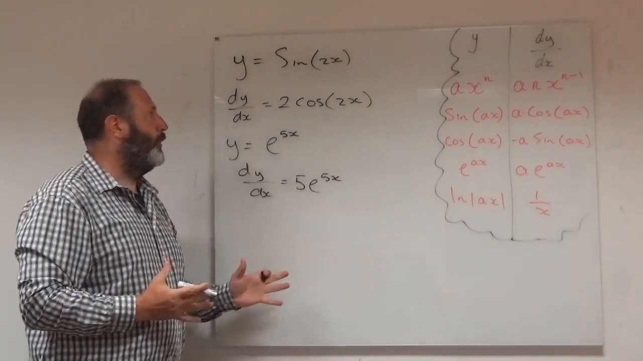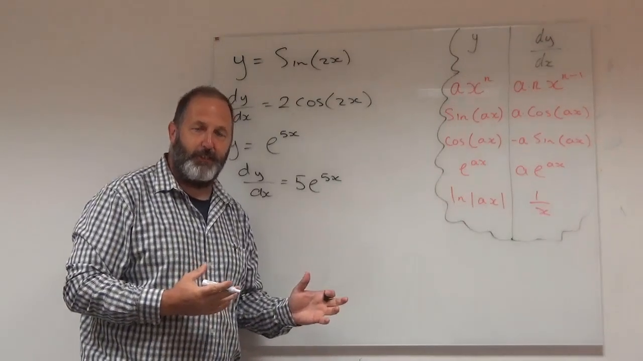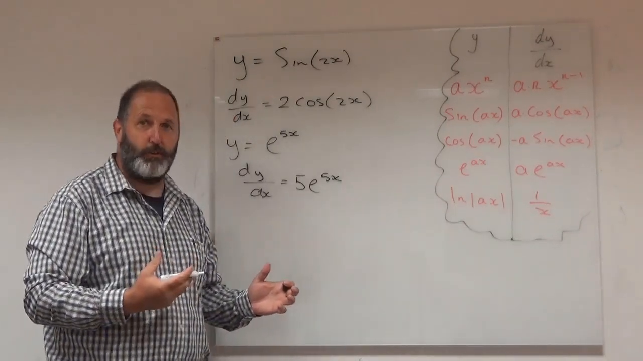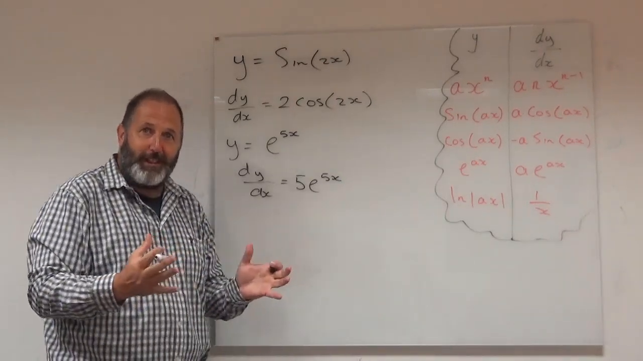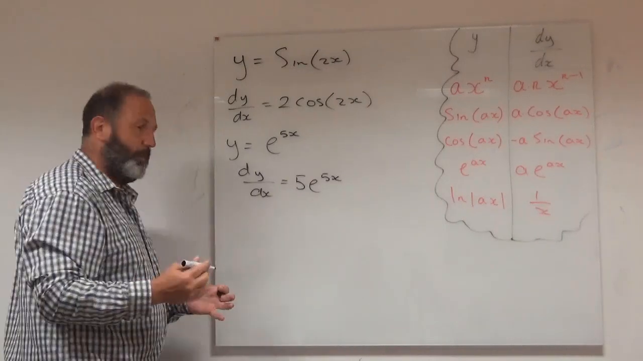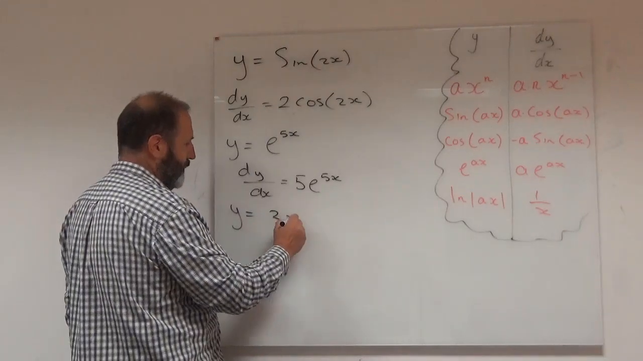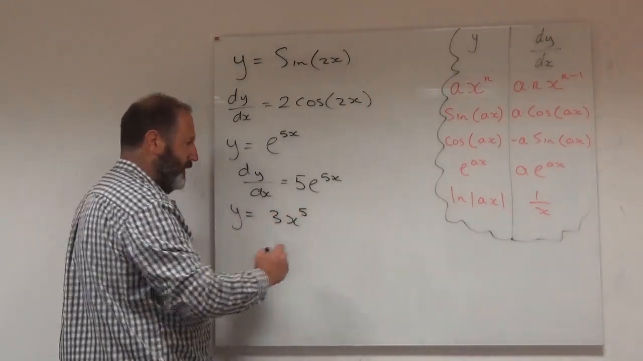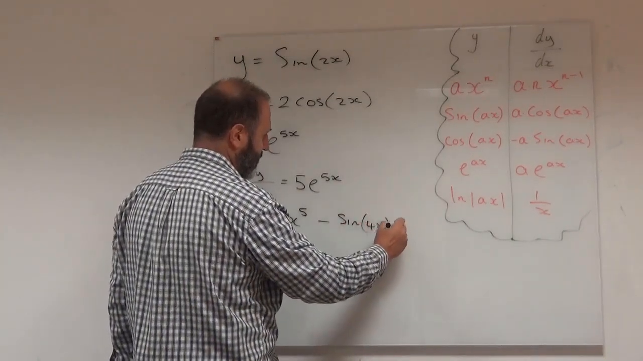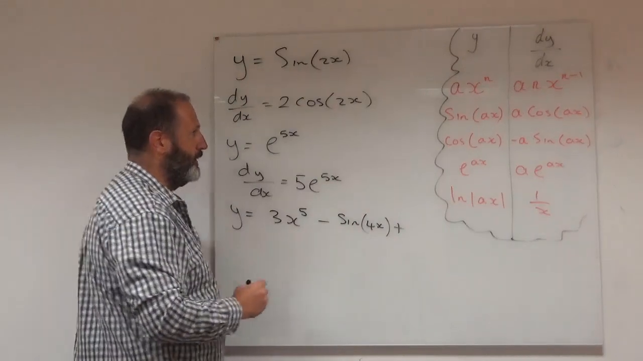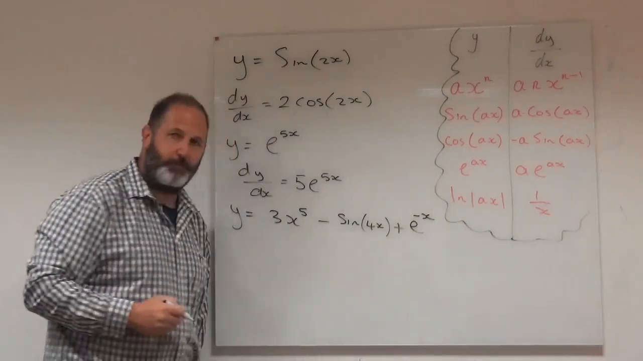Okay, let's do one more example. In this case, perhaps we'll use what's called the linearity rules. What that says is that if you have terms that are separated by a plus or a minus, you can differentiate them independently and bring them back together again with that appropriate operator, the plus or the minus. So let's have a look. Let's have y equals 3x to the 5 minus sine of 4x, and then plus, what else should we include? e to the minus x.